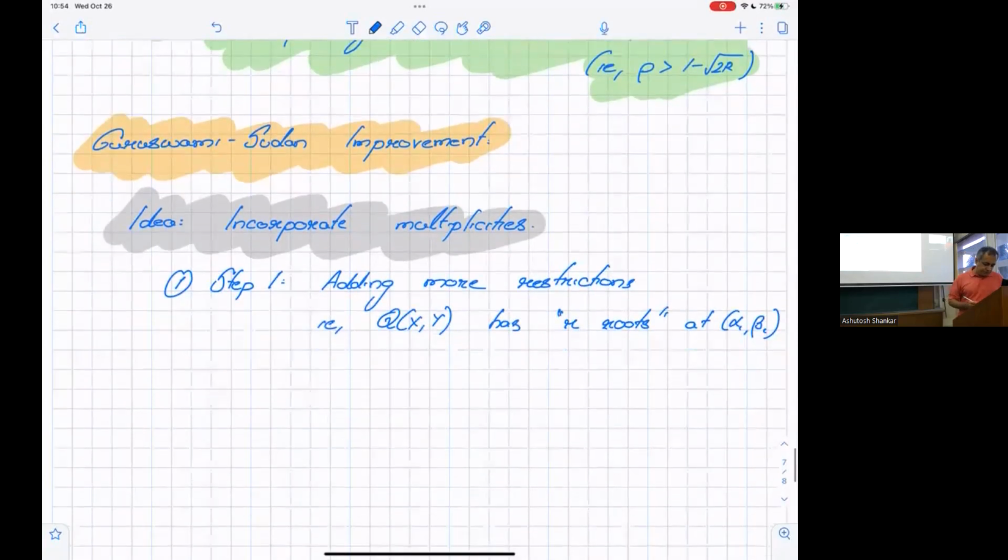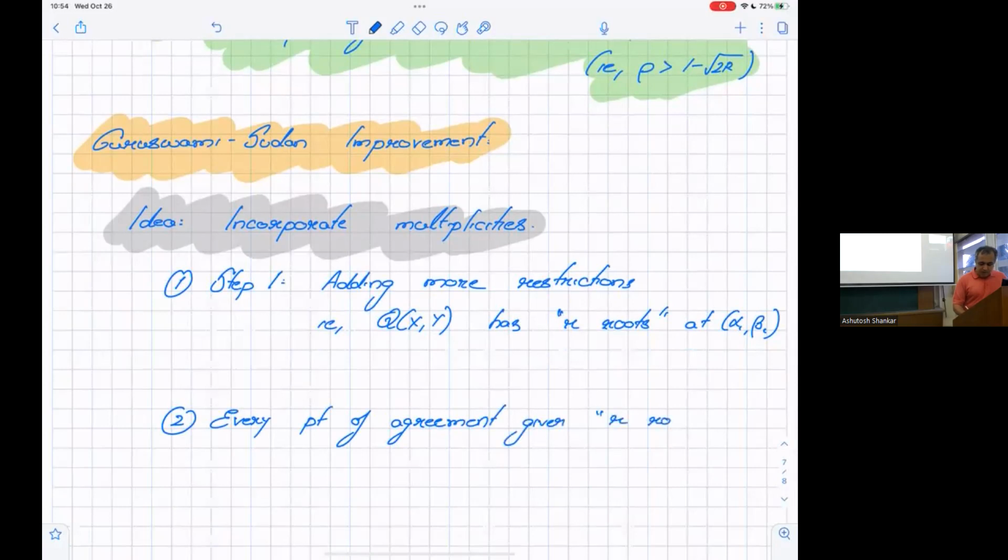And step 2: every point of agreement gives r roots of R of x, which has been defined to be Q of x, P of x.